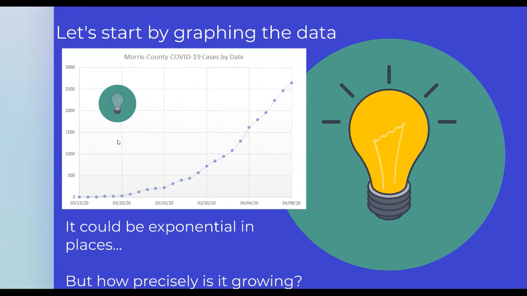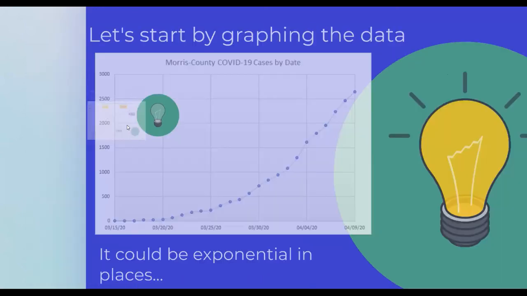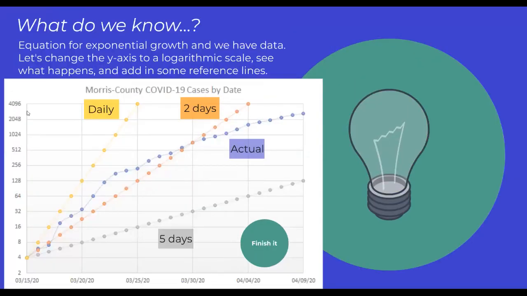So what we can do is what we did before. We can make the y-axis logarithmic, and we can put some reference lines in there too. This blue line is our actual data, and we've put it into a logarithmic scale here. I did base 2 again. This reference line is if the cases doubled every day. This orange reference line is if it doubled every 2 days, and this gray line down here is if we had a doubling of cases every 5 days.